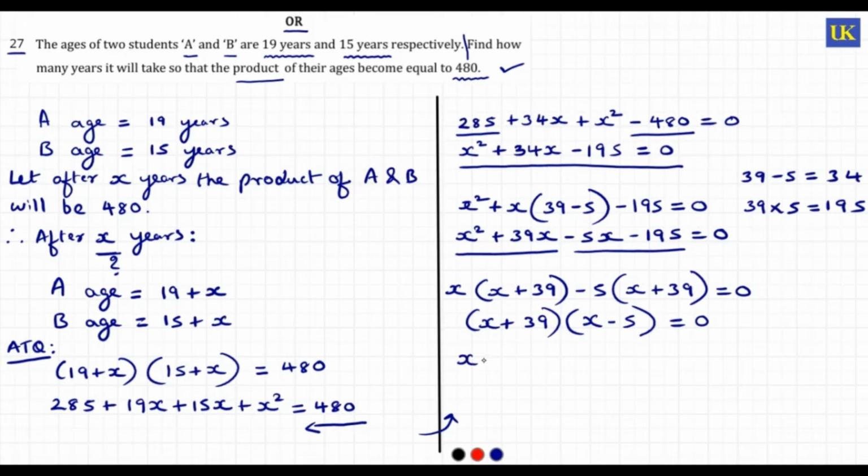So x plus 39 is equal to 0, so x is equal to minus 39, and x minus 5 is equal to 0, so x is equal to plus 5. Now guys, here x we had taken as the number of years. A number of years cannot be negative. So this is wrong and this is right, because years cannot be negative. So x is equal to 5 is correct.